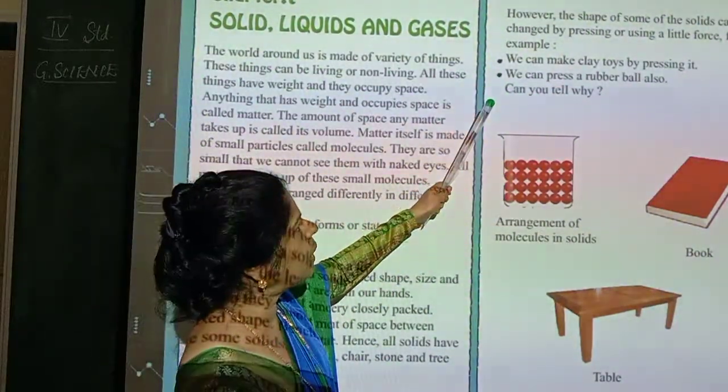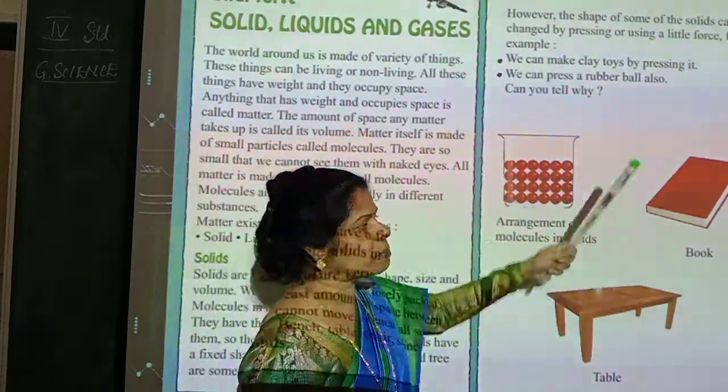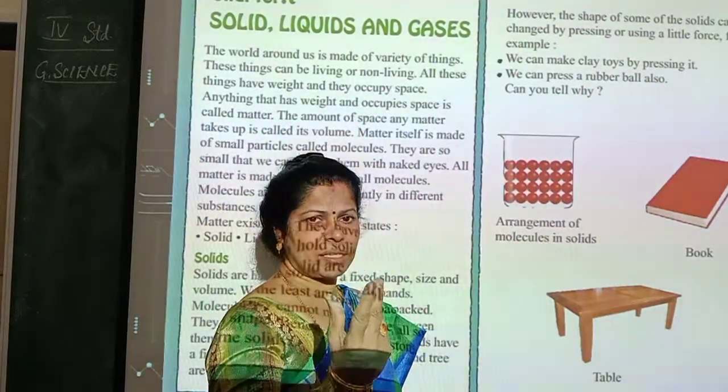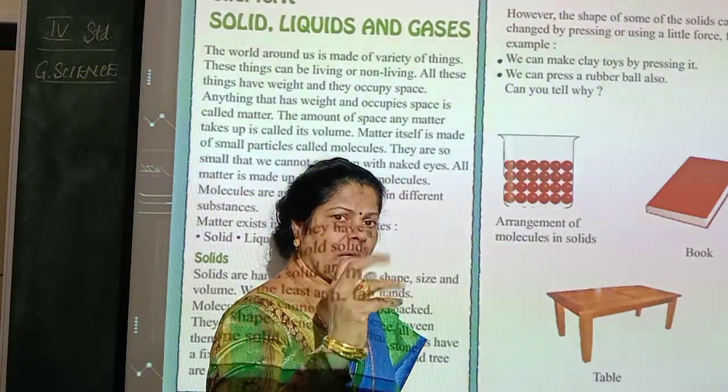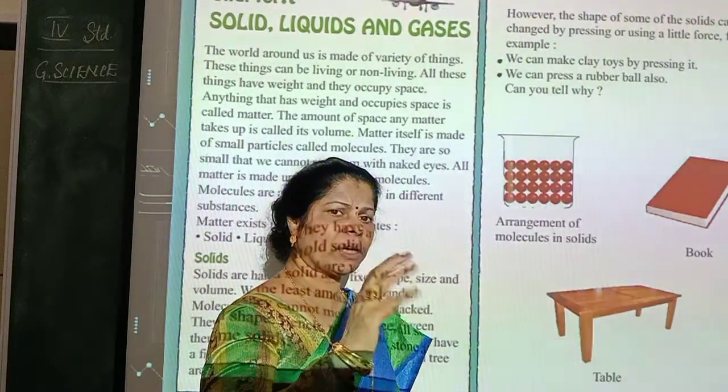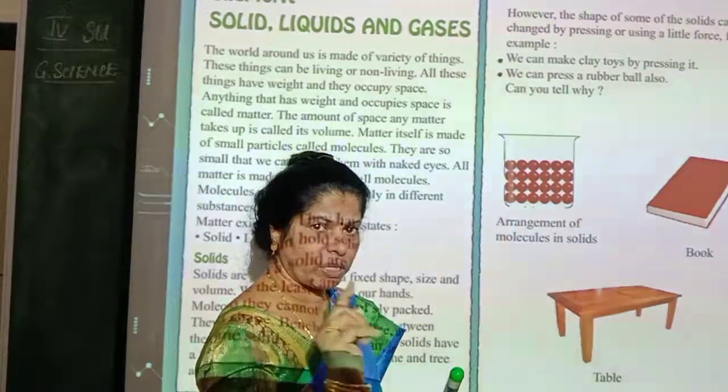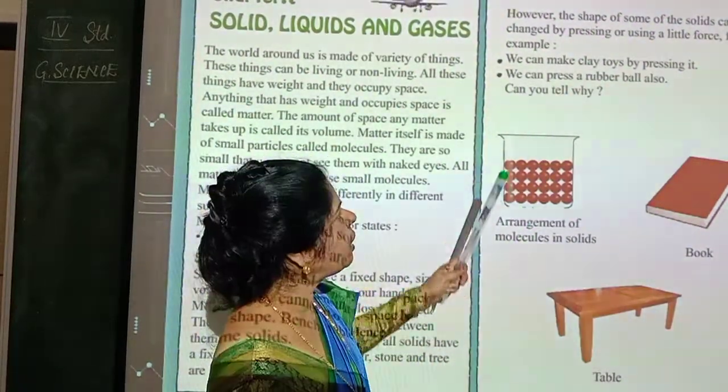For example, we can make clay toys by pressing it. Clay, you have seen clay, isn't it? Small children play with clay, isn't it? How is it? When you touch it, it is hard. But if you go on squeezing it, you can make it into different shapes. Though it is solid, you can make it into different shapes.